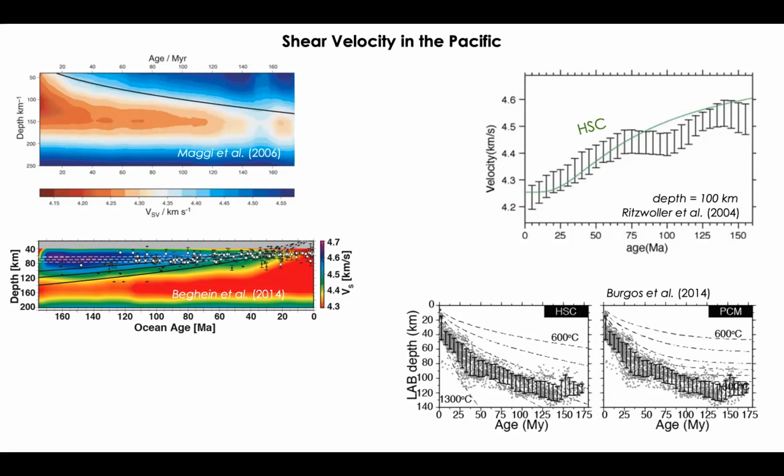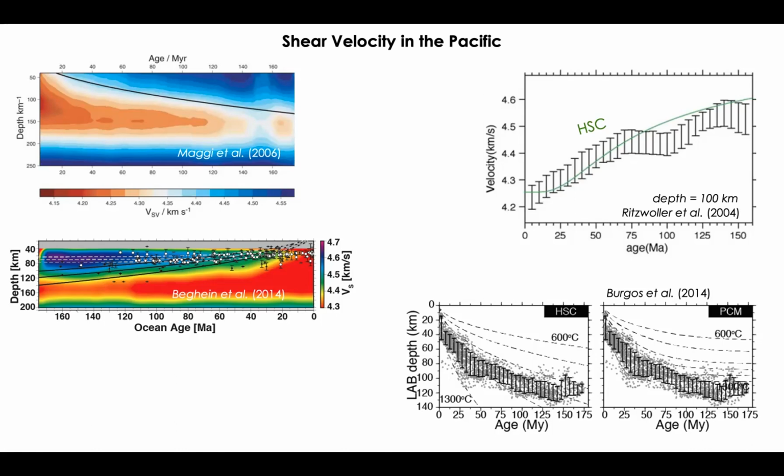On the other hand, Maggie and others developed a tomography model for the Pacific that showed that shear velocity evolved with age as expected for half-space cooling, and they stated that they cannot detect the strong flattening that Ritzwaller did. Beneath that, Colleen Dalton also found good agreement between shear velocity in the Pacific and half-space cooling model geotherms, or isotherms, excuse me. On the lower right, Burgos inferred the base of the lithosphere from shear velocity in the Pacific and found better agreement with the plate cooling model than with half-space cooling. So still sort of an outstanding question here.